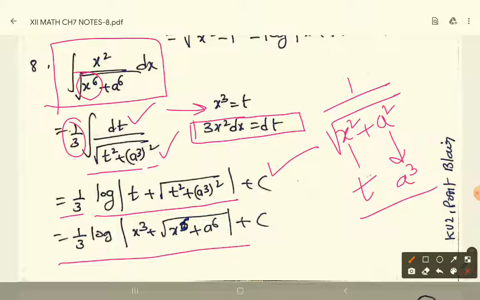So try to write all the formulas on one page of paper. Then while doing the questions, please see the formulas. Then you will understand it properly.